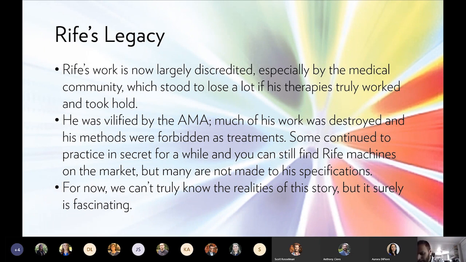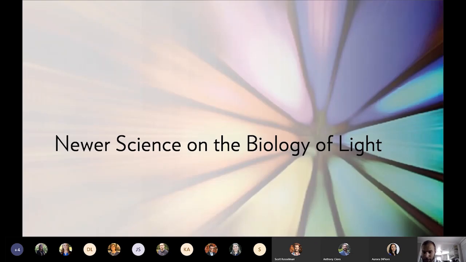There are still people that make Rife machines nowadays, but a lot of them aren't built the way that his was built. So there's a lot of stuff you're going to find out there that really isn't going to work. But there are some people doing some interesting work with Rife frequencies. For now, we can't truly know the realities of the story, but it's really interesting. All right, now I'm going to get into the really complicated stuff for a second, and then I promise you, it will get lighter from there.